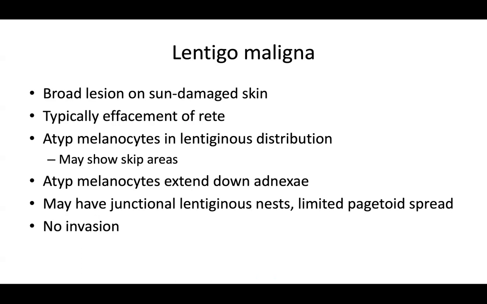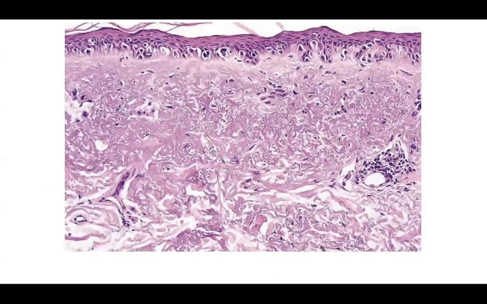Atypical melanocytes extend down adnexa. You may have junctional lentiginous and limited pagetoid spread. And that's the thing beginners don't realize about Lentigo maligna type: you don't have to have a lot of pagetoid spread to make the diagnosis. By definition, there is no invasion into the dermis. So finally, we get to some pathology.